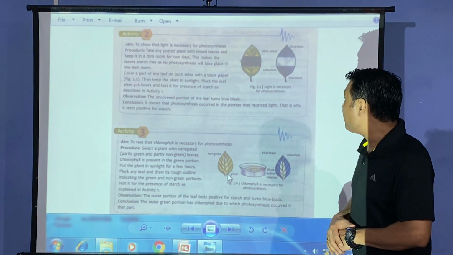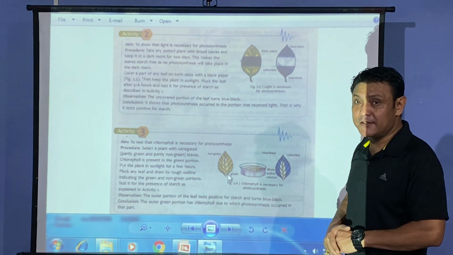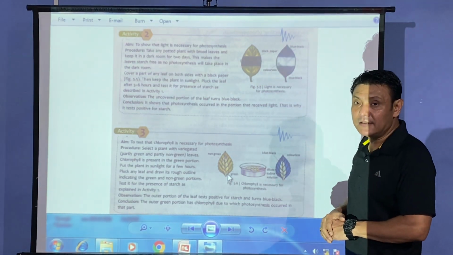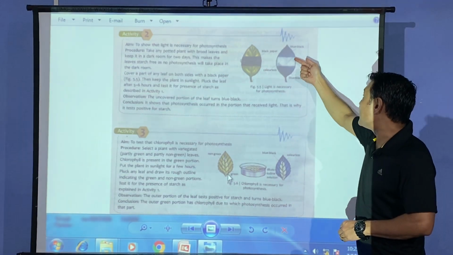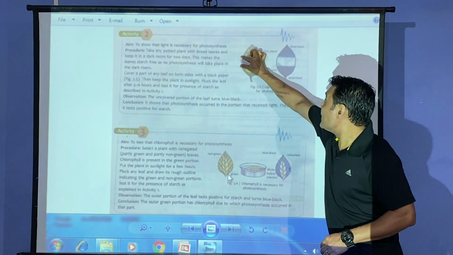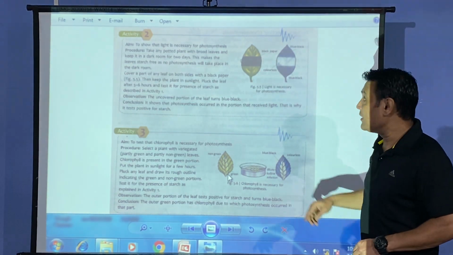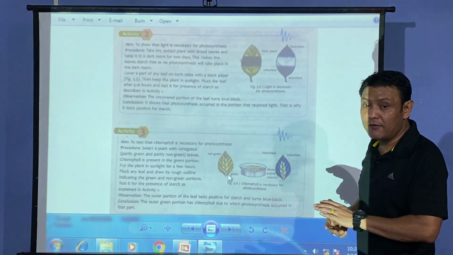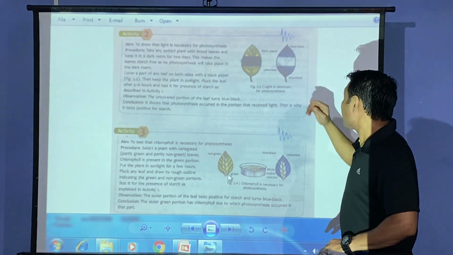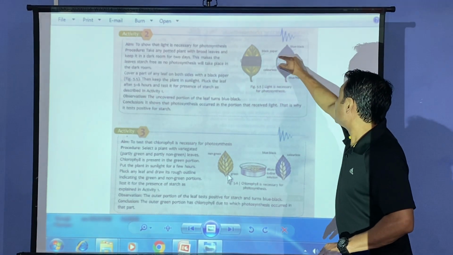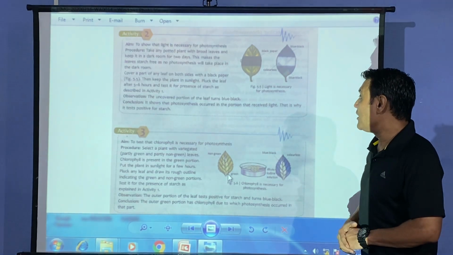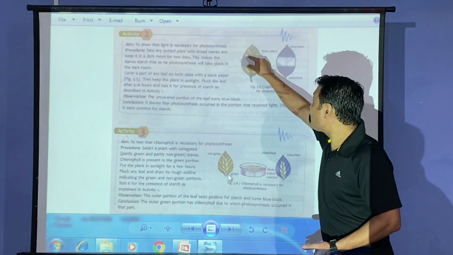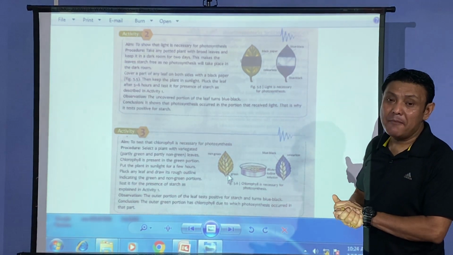Now what we find in this test is the portions of the leaf which were not covered by the black paper turn blue black, as you can see, because they were exposed to light. The top and the lower portion of the leaf was exposed to light. It was not covered by the black paper. But now, when we do the starch test, this middle portion will not turn blue black, because photosynthesis has not taken place in that portion of the leaf which was covered by black paper.